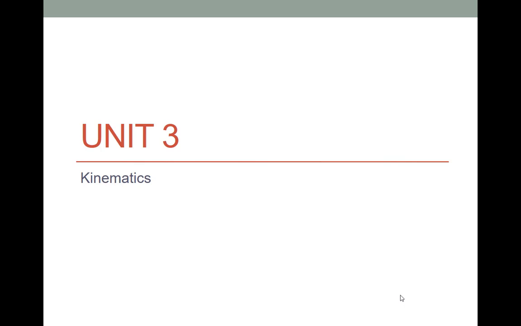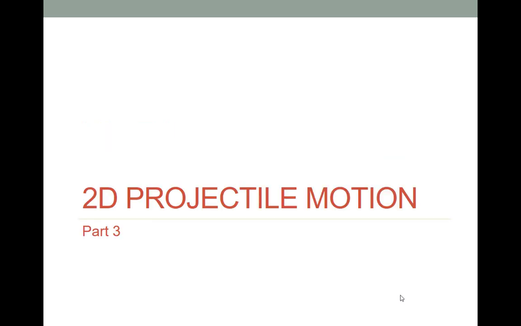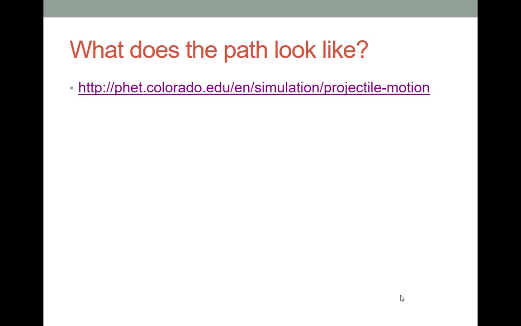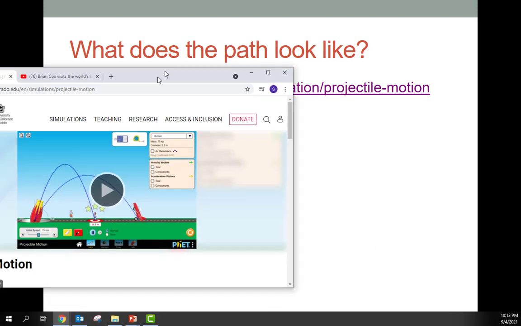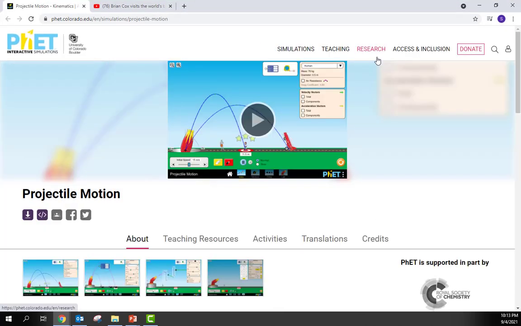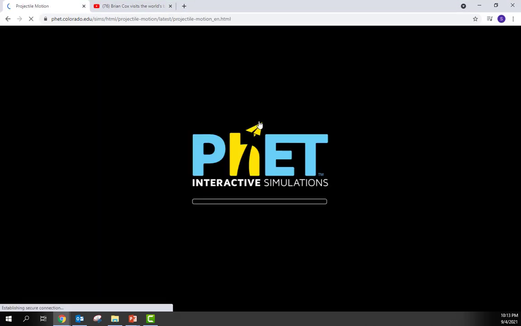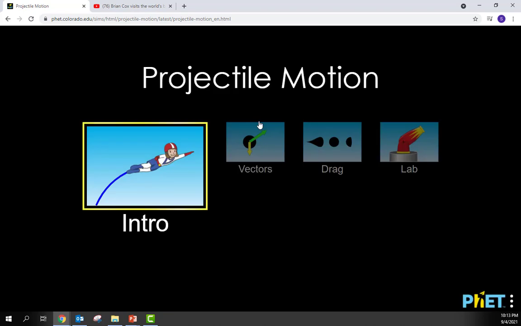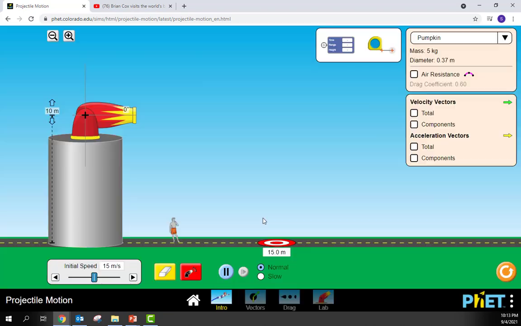In this part of this unit, we're going to begin looking at 2D projectile motion. And we're going to start by thinking about what this path looks like. If you click that link, it opens this simulation. And if you run the simulation, it opens in HTML5. What we have is a cannon, a target, a statue, and all sorts of things we can control over here.